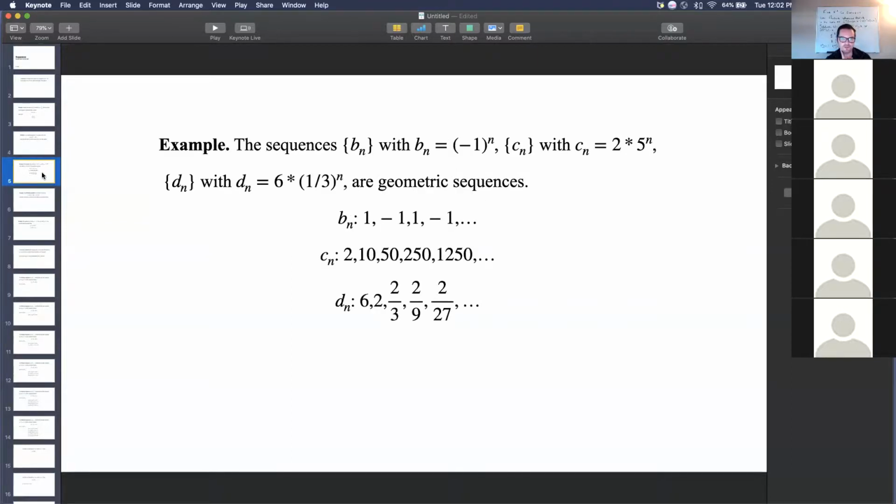Okay? So let's look at an example. The sequence b sub n is defined by -1 to the power n. c sub n is defined by 2 times 5 to the power n. And d sub n is 6 times 1/3 to the power n. These are all geometric sequences. Okay. So the common ratio for b sub n is -1. The common ratio for c sub n is 5. The common ratio for d sub n is 1/3. The initial term for b sub n is 1. The initial term for c sub n is 2. And the initial term for d sub n is 6.